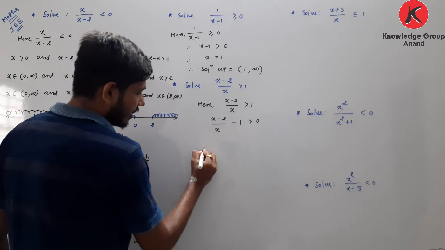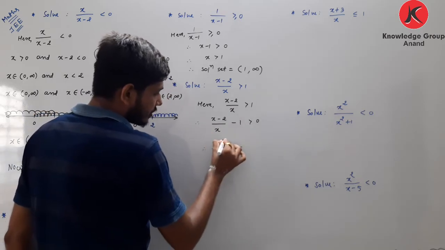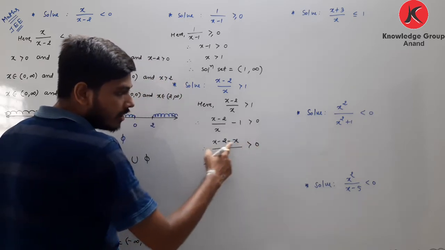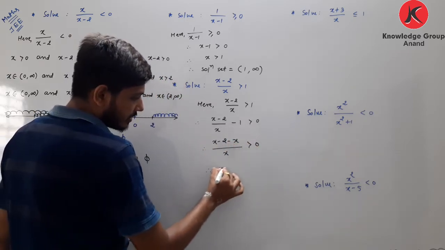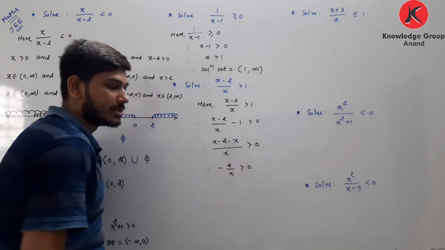ચલો નાઉ ટેક ધ LCM here. LCM is x. Simplify this thing. x minus 2 minus x greater than 0. x minus x will get cancelled out. So minus 2 upon x greater than 0.